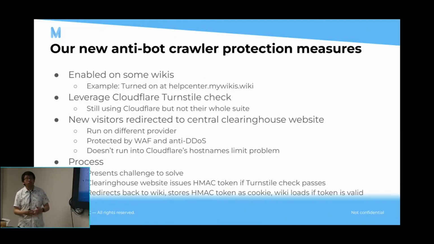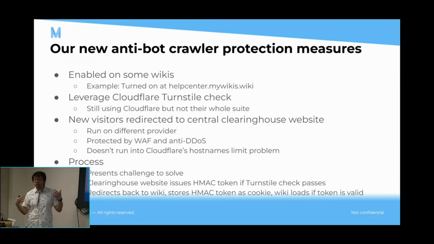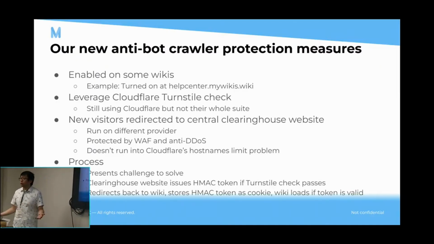You have too many false positives, too many false negatives as well. So MyWikis recently introduced some new anti-bot crawler protection measures. It's not open source yet, not because it's security by obscurity, but because I'm not sure if it's relevant to anyone else yet. But it's been enabled on some wikis. It's not part of the CrawlerProtection extension, because it goes a few steps further.